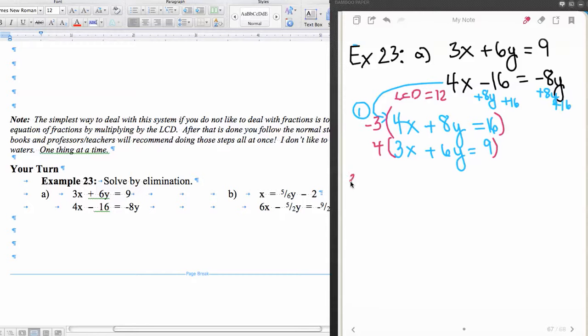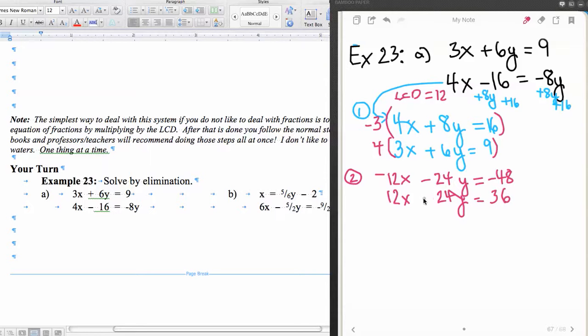So that's going to give me the new second equations. Now I have a negative 12x, and I have a negative 24y, and then I have a negative 48 on the right hand side. And then my second equation, I have a 12x, and then I have a 24y, and then I have a 9 times 4, which is a 36.